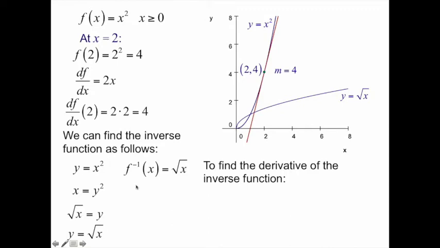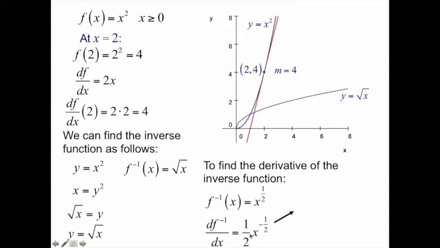Okay? And we're going to look at also the derivative of the inverse. So if this is the inverse, and we're going to rewrite the square root of x as x to the half power, then we can find the derivative of that. So using the power rule, we bring down the half, we subtract 1, so we get 1/2 x to the minus 1/2.